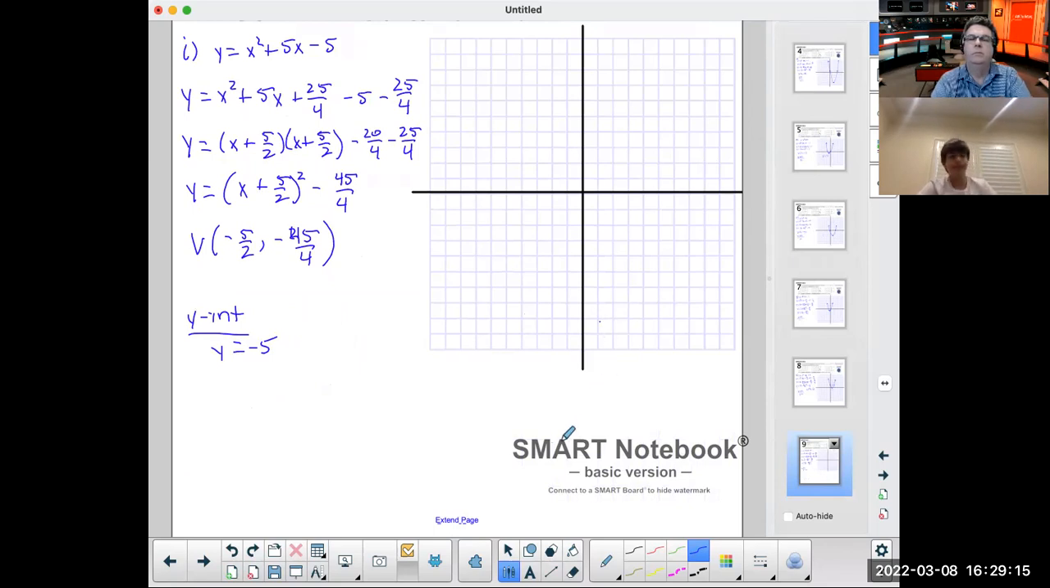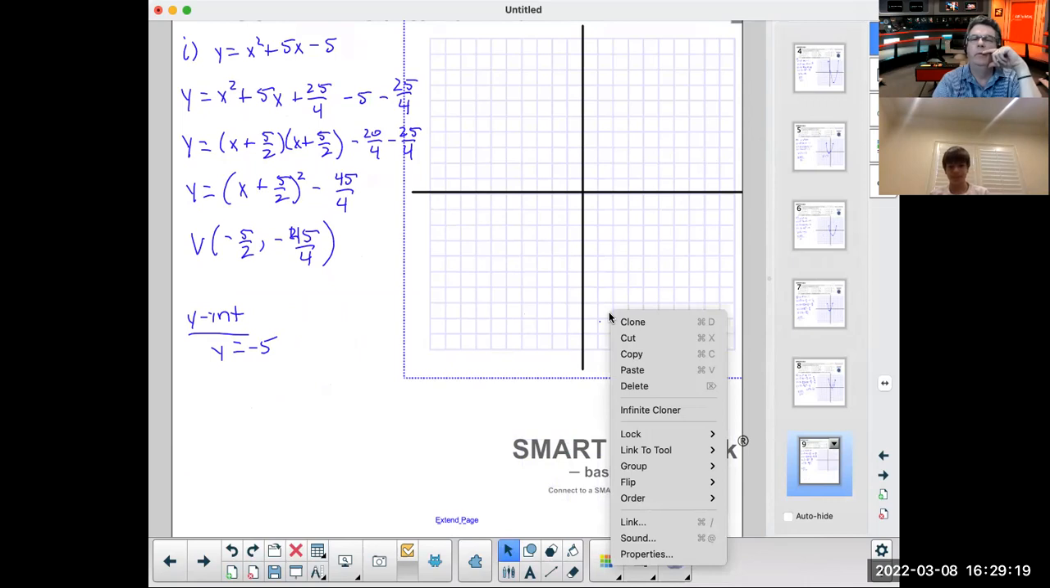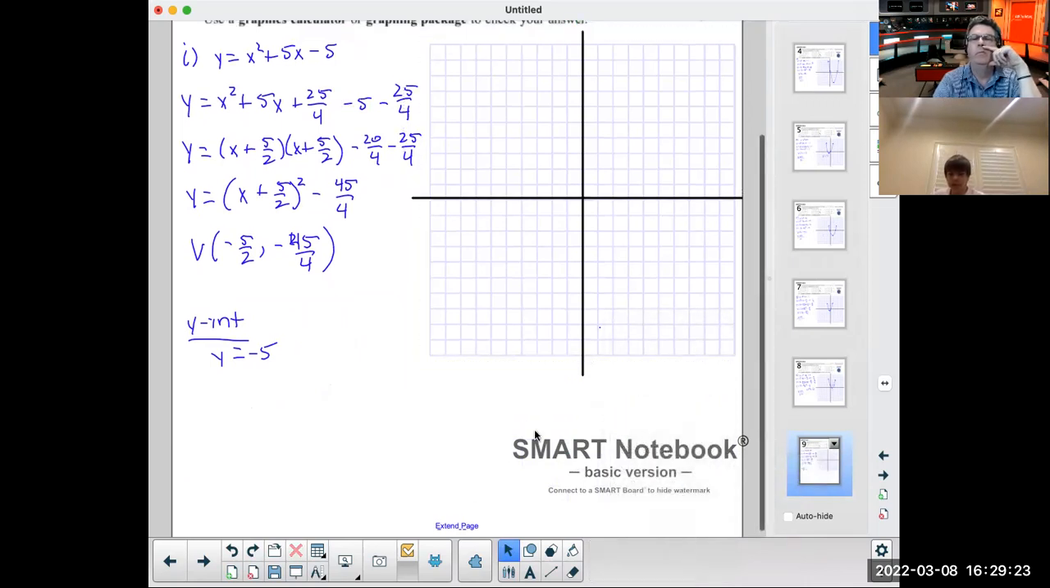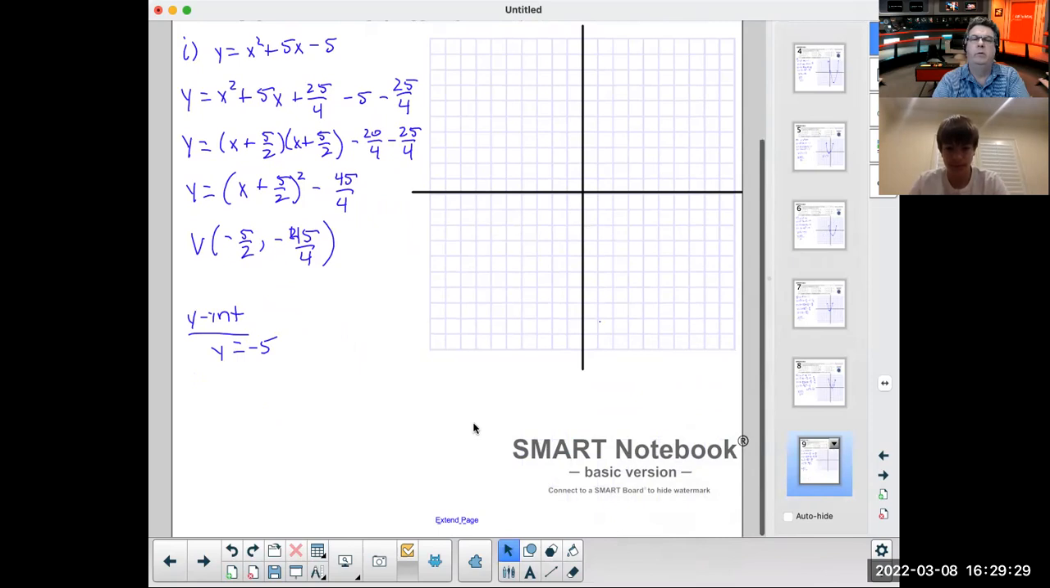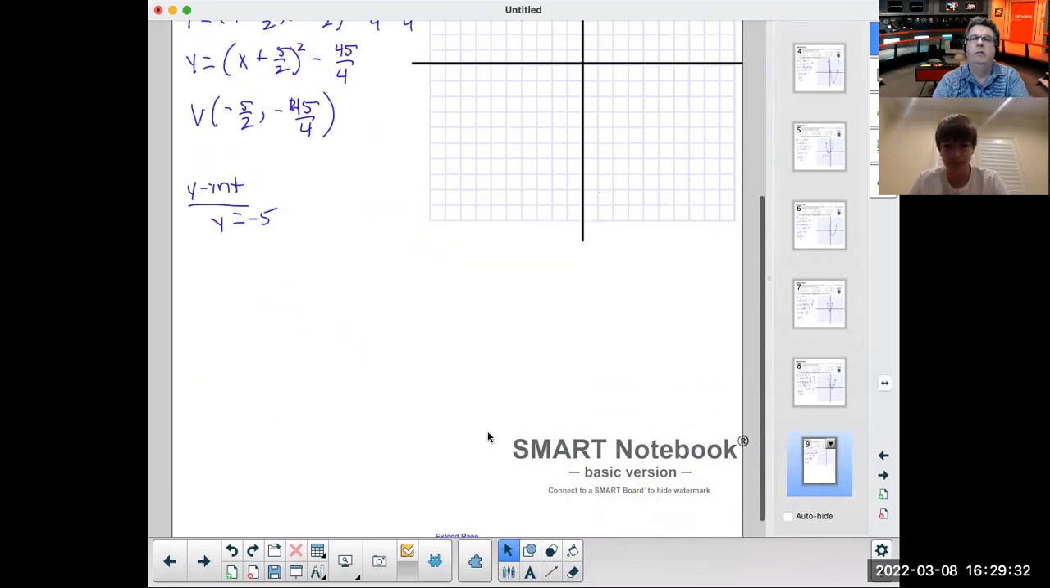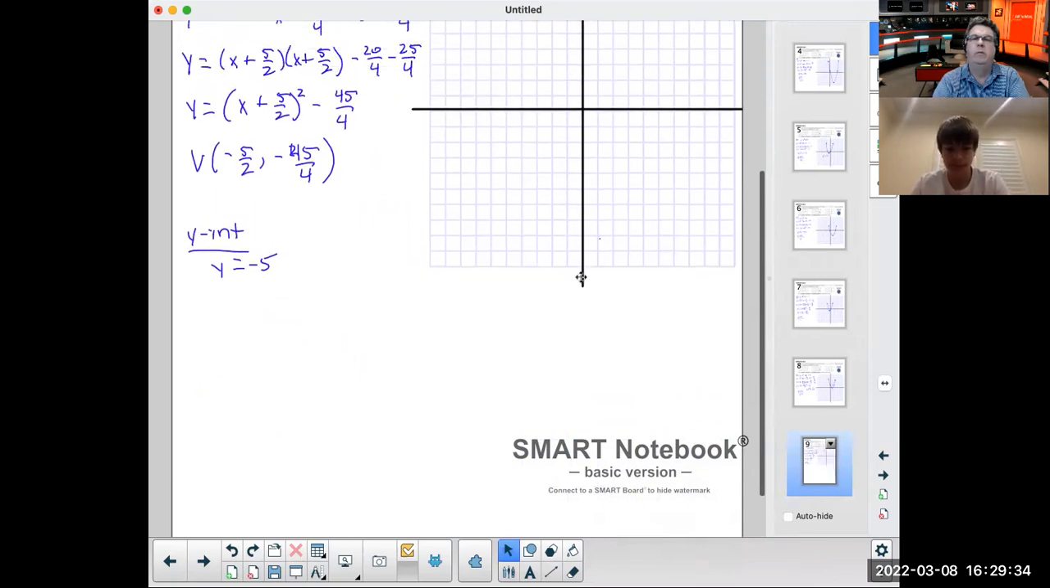Yep. Yeah, I gotta change my scale here though. So what am I gonna do? I need to go all the way down, so I need more real estate.